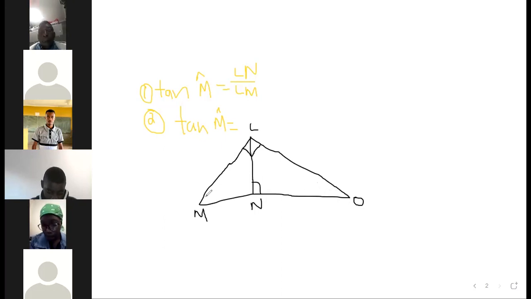So for tangent, this is M, right? M. I want tan M. So it's going to be opposite over adjacent. Ne, I said LM instead. This is incorrect. This is opposite over adjacent. So it's going to be MN, right? This is for triangle LMN.